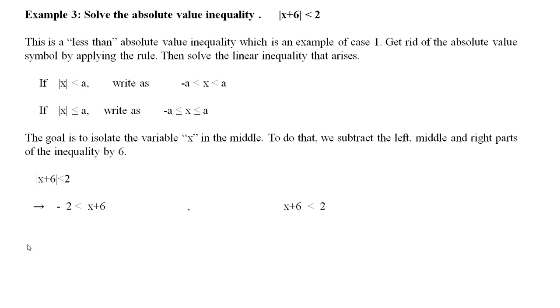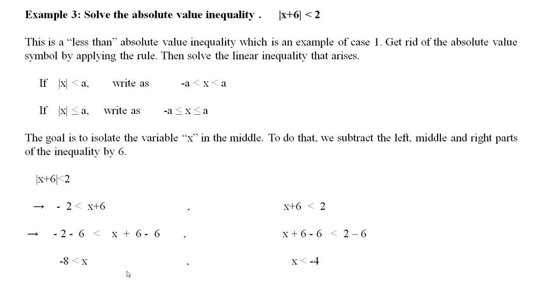Now the second step is we subtract 6 from both sides. Plus 6 minus 6 on both sides. Minus 2 minus 6 is less than x plus 6 minus 6. Same as in condition 2, x plus 6 minus 6 is less than 2 minus 6. Now subtract 6 from both sides. So we get minus 6 minus 2, which is minus 8. Minus 8 is less than x. x is less than minus 4, because 6 minus 6 plus 2 will be minus 4. So the range is x is greater than minus 8 and x is less than minus 4.